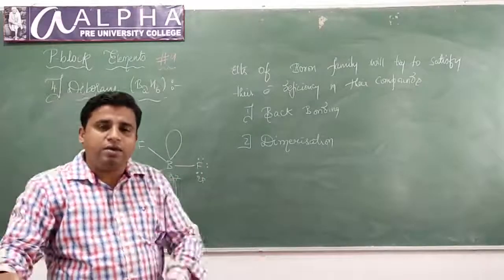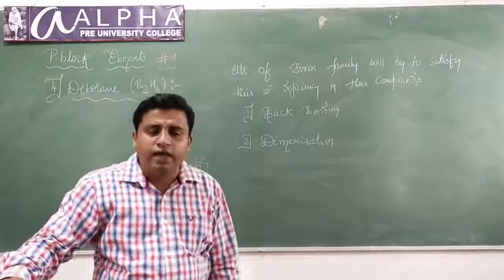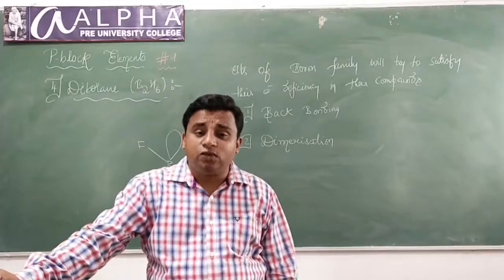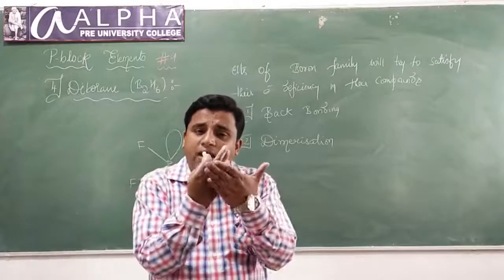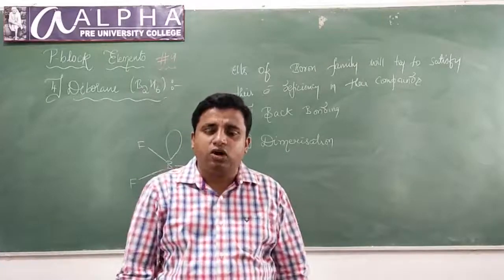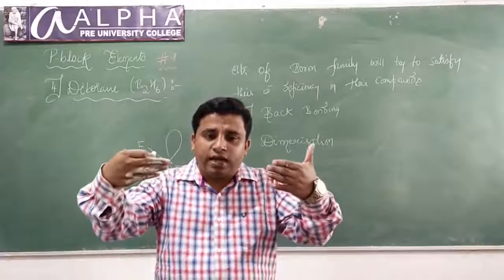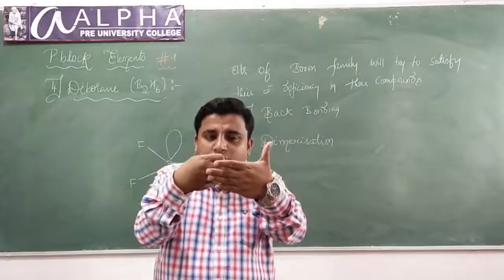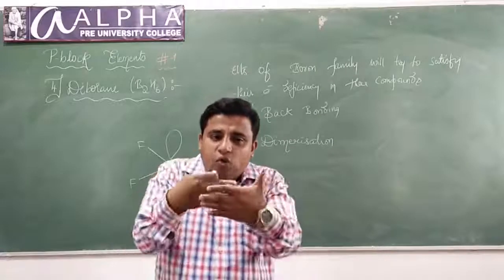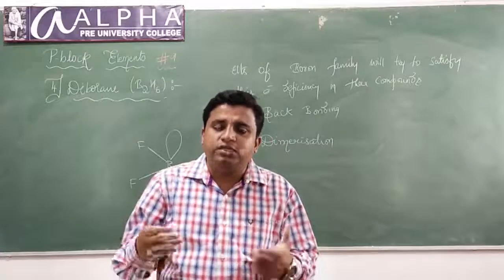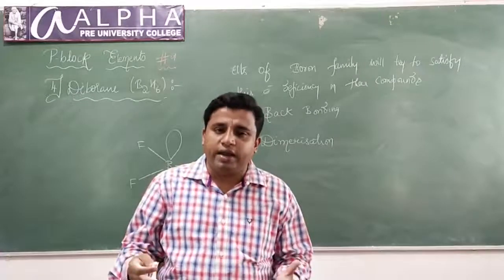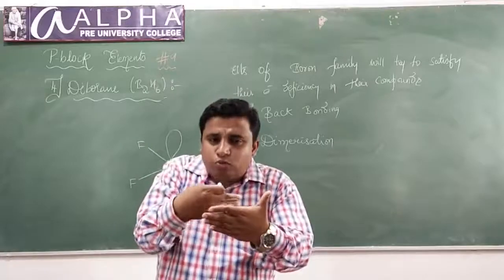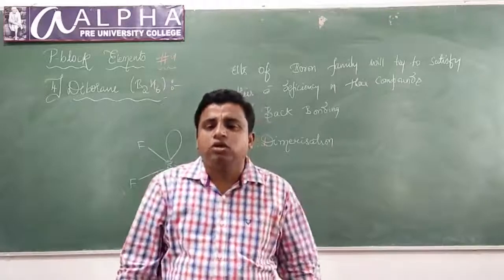Correct? In chemical bonding we have learned that a covalent bond is formed by the overlapping of atomic orbitals, isn't it? If the energy of the overlapping orbitals is the same, then the overlapping will be maximum. If the overlapping is maximum, then the strength of the bond is going to be high. If overlapping is more, the bond is going to be a strong bond.